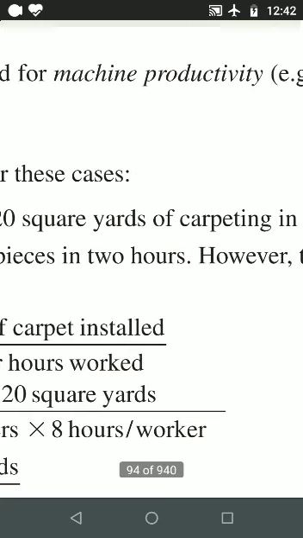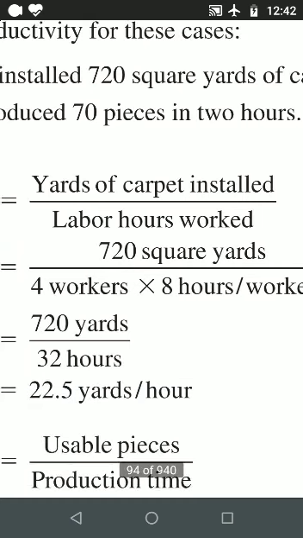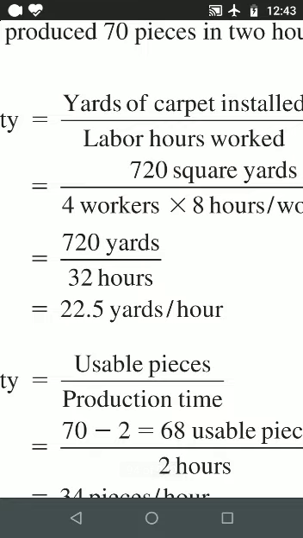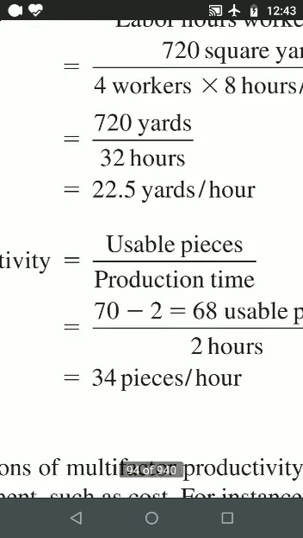So first we are supposed to determine the total output. What is the total output? Because two products out of 70 are not of use or not of the quality, these two products will be rejected. So ultimately revenue can be generated by only 68 products. Therefore, the output will be considered as 70 minus 2, that is equal to 68, because only usable pieces can be said as the output. So 68 divided by 2 hours. So the productivity here is 34 pieces per hour.